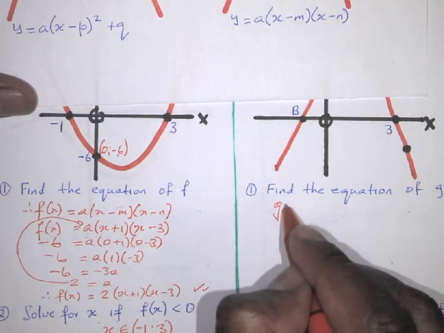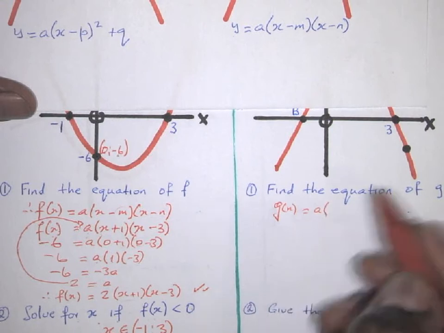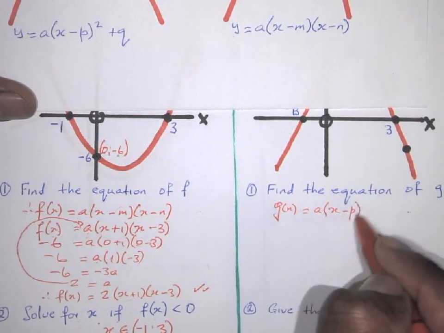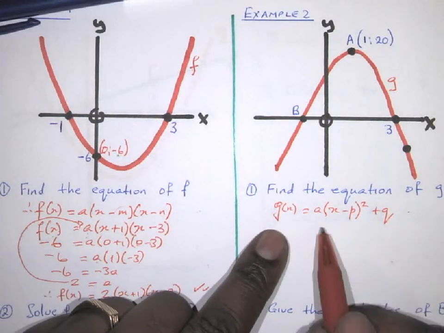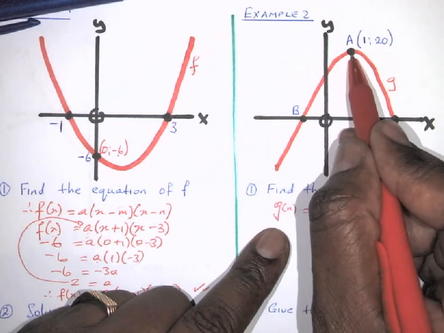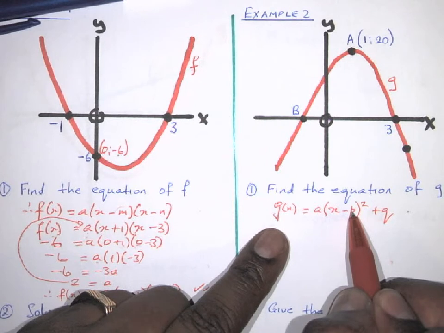So I'll say g of x is equal to a into x minus p, which is squared, plus q. Alright, that's where I start. Now, how do I use this information of the turning point? I'll plug in 1 over there.